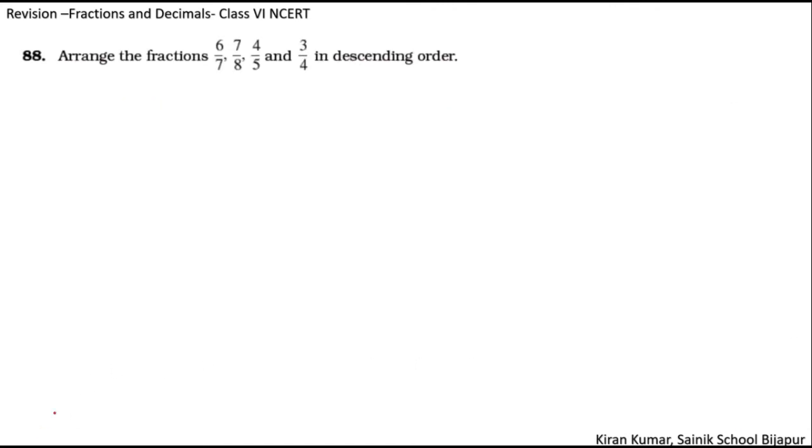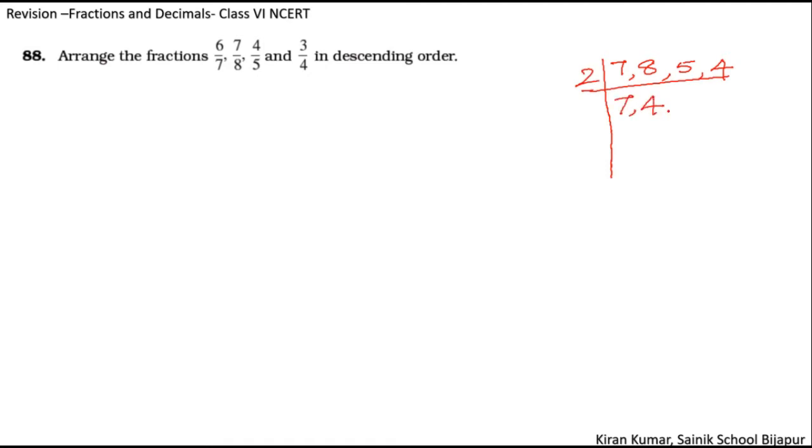Here we have a similar question. Question is to write in a descending order, so we need to write a larger number first. First identify, do they have the common denominator or a common numerator? No, they don't. So we need to find the common denominator. Let me find the LCM of the numbers 7, 8, 5 and 4. The number is having even numbers, so let's divide by 2.